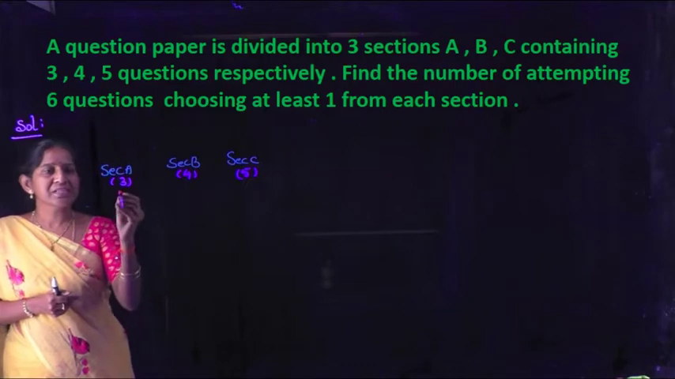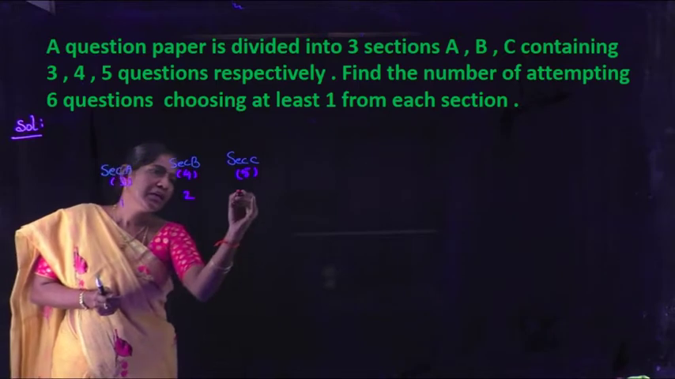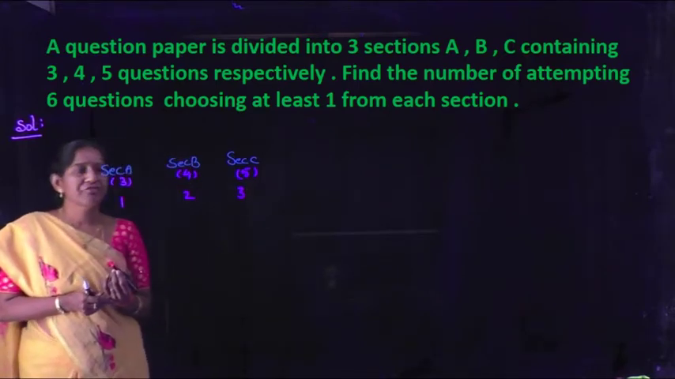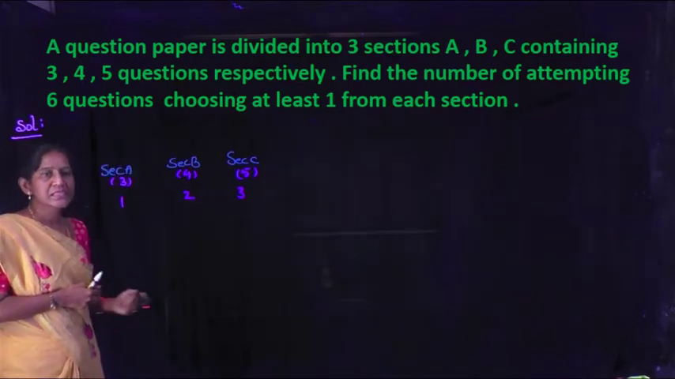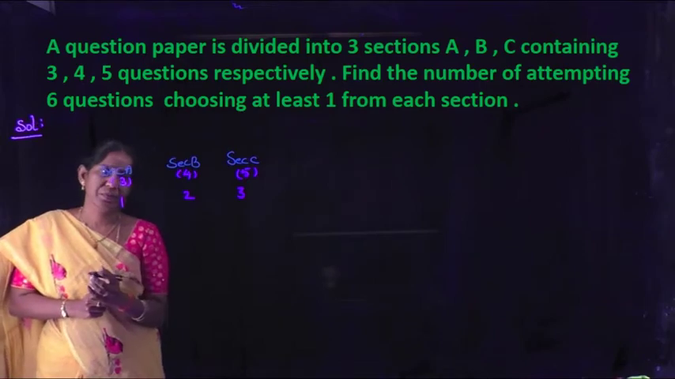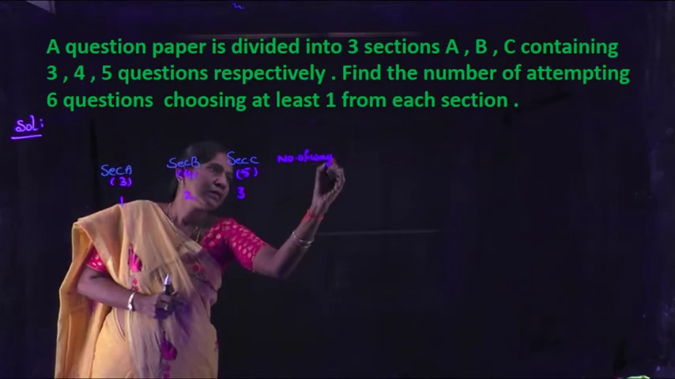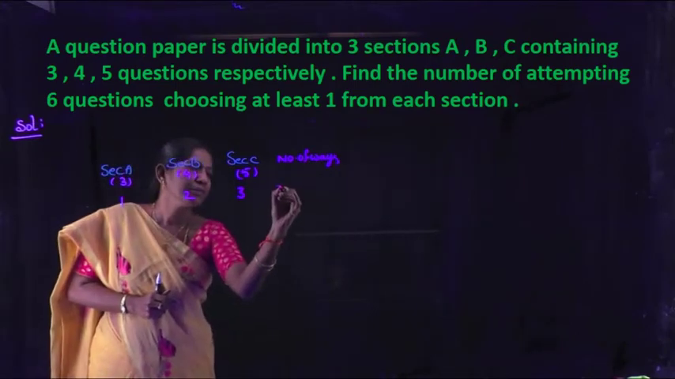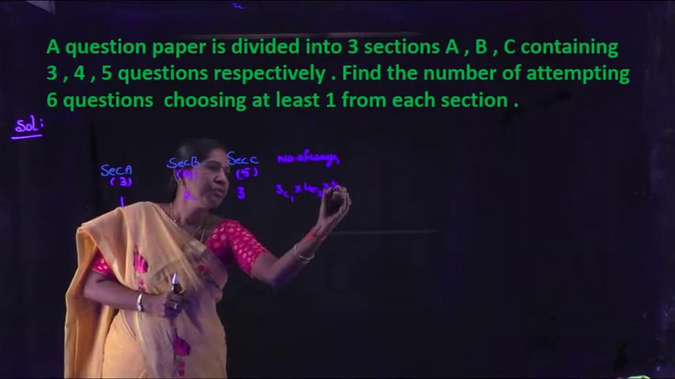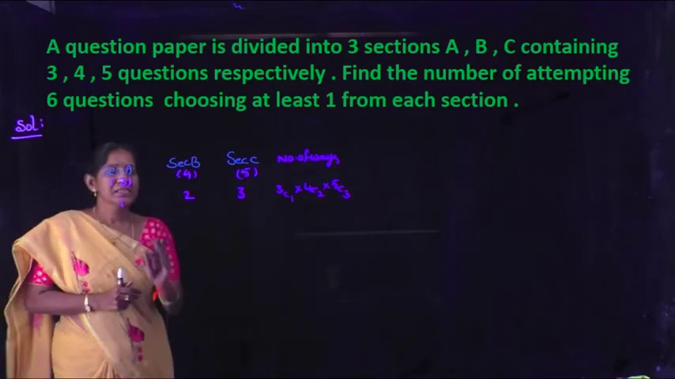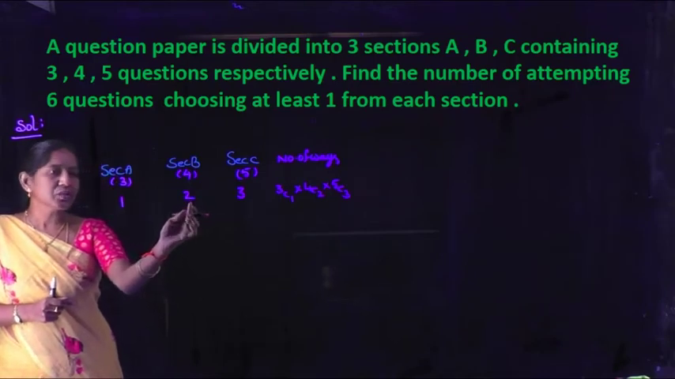One question selected from section A, 2 questions selected from section B, 3 questions selected from section C. Then we add all these questions, we will get 6 questions. This is one type. Then the number of ways, 3C1 into 4C2 into 5C3 ways.